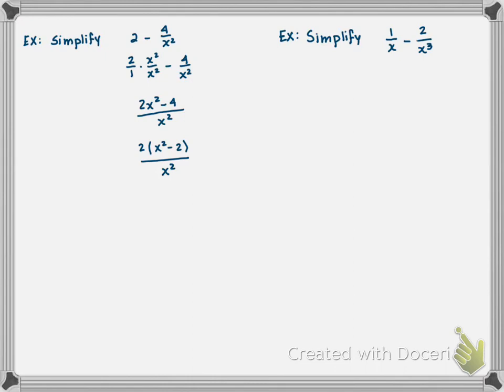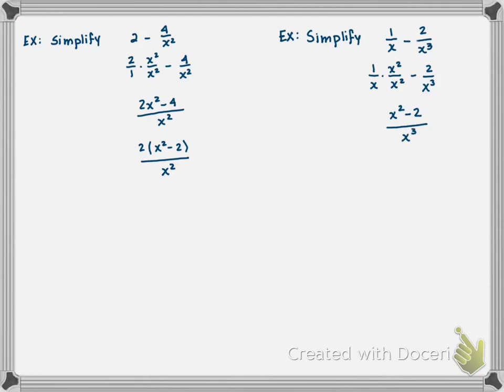Okay, Katie, what'd you do first? I multiplied 1 over x by x squared over x. Mm-hmm, good. Because we want our LCD to be x to the third. And so we get x squared minus 2 over x to the third.